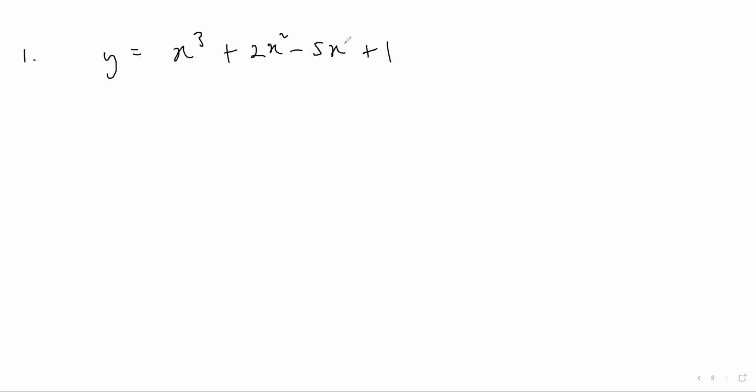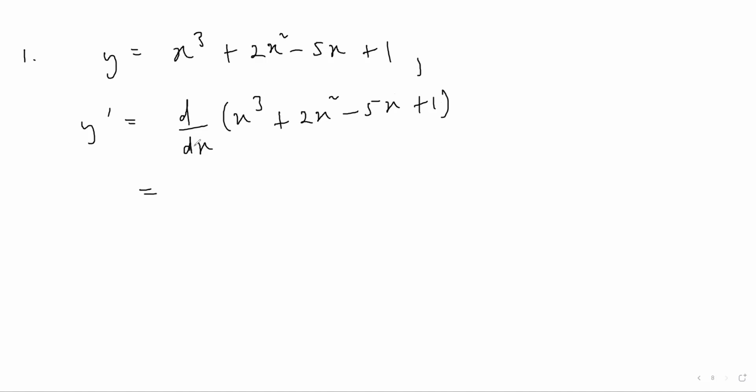We have to find y prime. So y prime is equal to the derivative of y with respect to x, which is basically the derivative of x cubed plus 2x squared minus 5x plus 1. Now we differentiate this function with respect to x.